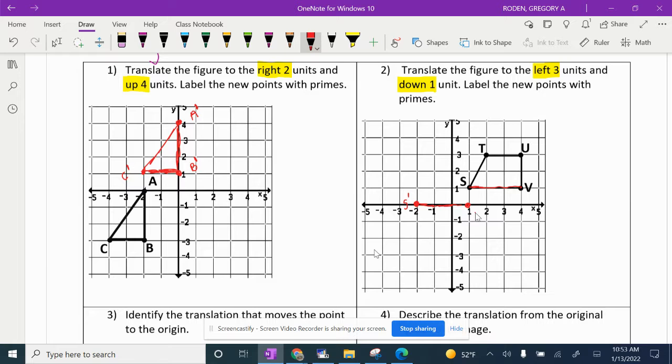So V prime is going to be right here. Do you guys see how I got that? I just measured 3 from S to V, and I went 3 from S prime to V prime.